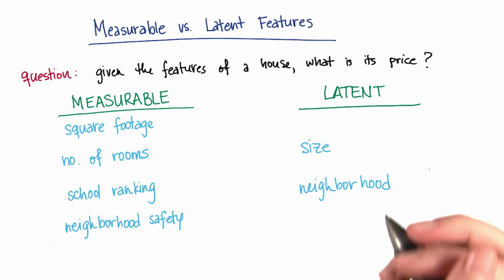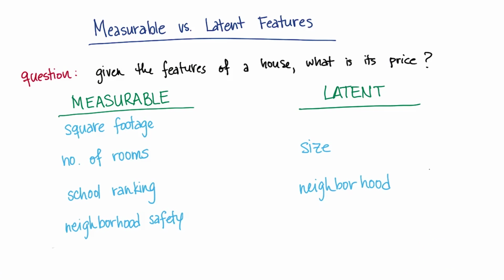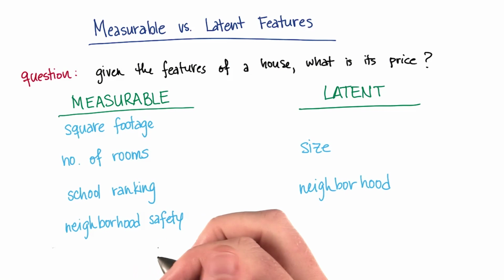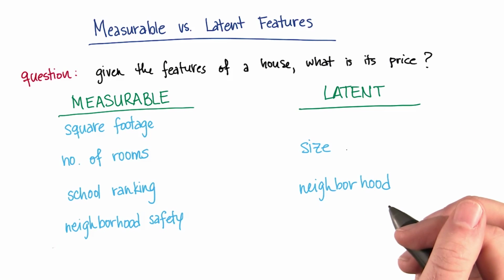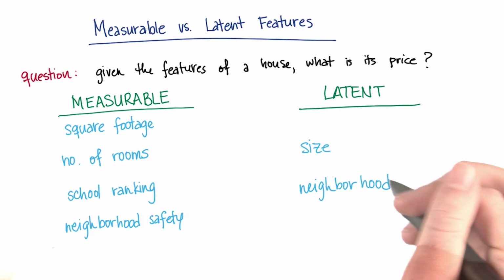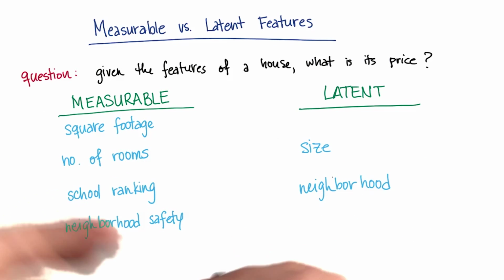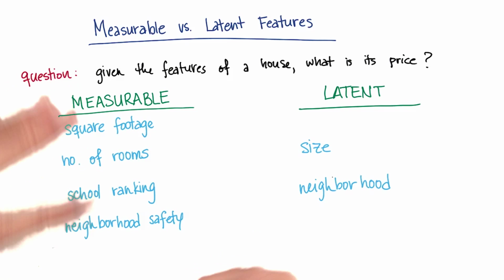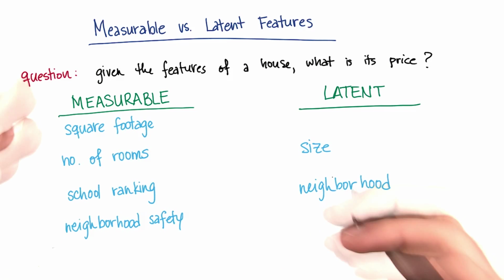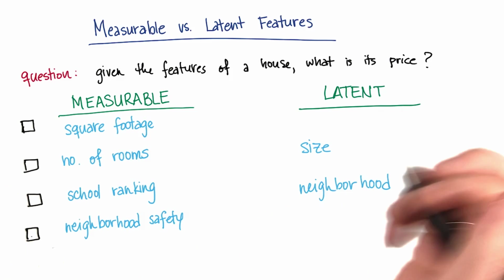But I would argue that when you're making these measurements, you're really just probing two things, even though I have four features here. You're probing the size of the home, and you're asking questions about the neighborhood. And these are two examples of latent variables. These are variables that you can't measure directly, but that are sort of driving the phenomenon that you're measuring behind the scenes. So here's a question.